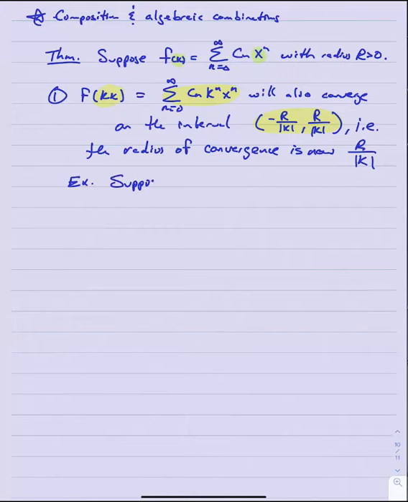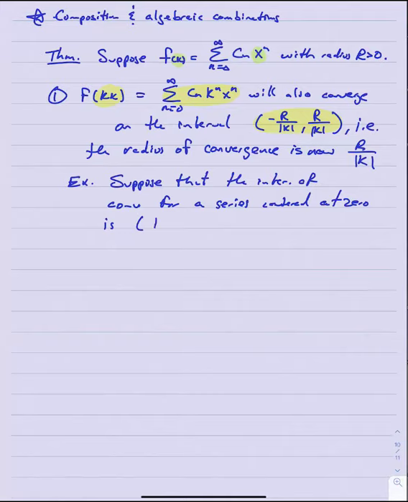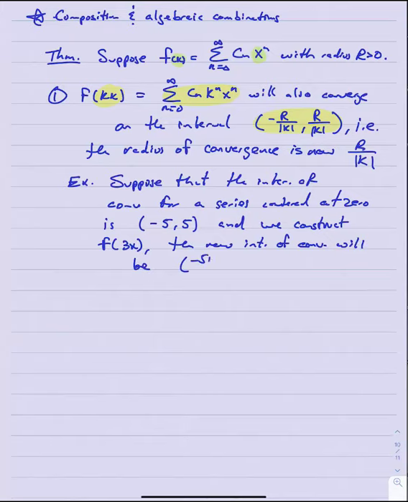Okay, so for example, what we're saying is if we knew that the interval of convergence for a power series centered at zero is, let's say, actually, I said centered at 0, didn't I? So I guess I need to do it centered at 0. How about negative 5 to 5? And we construct f of 3x, the new interval of convergence will be negative 5/3 to 5/3. In other words, it will contract that interval of convergence.